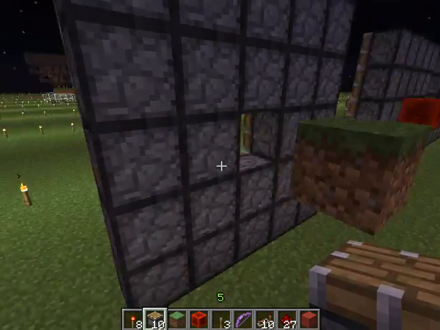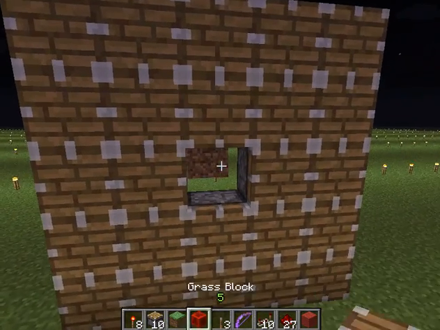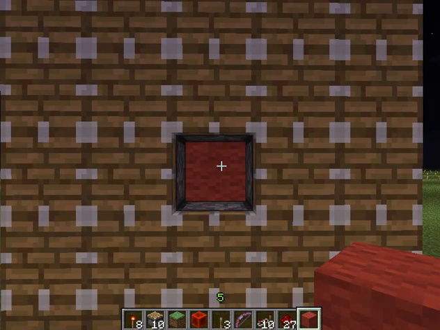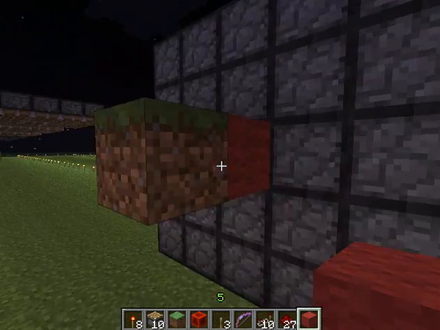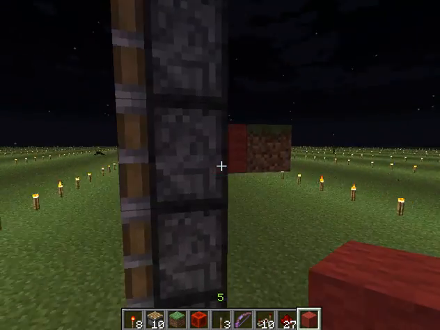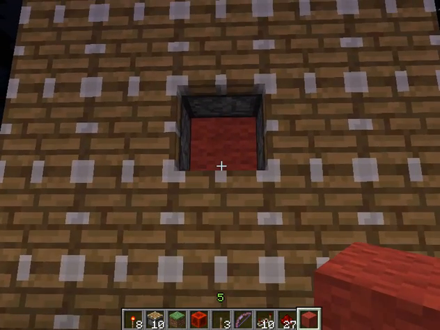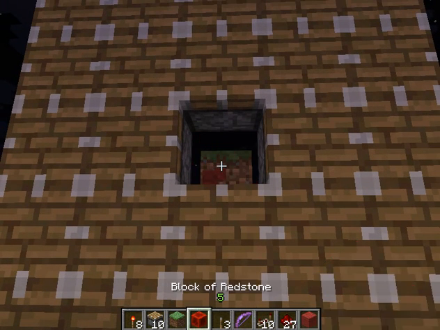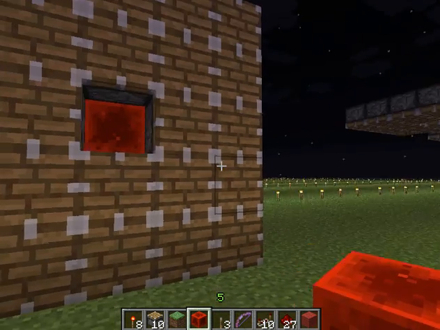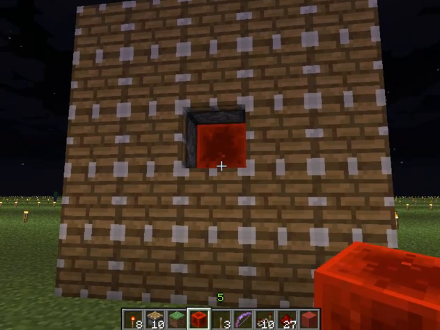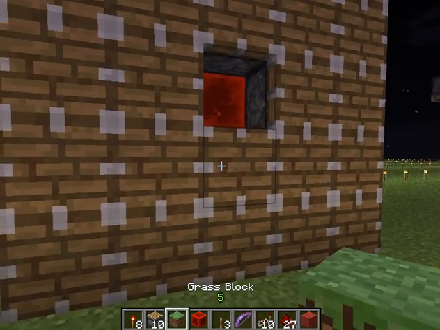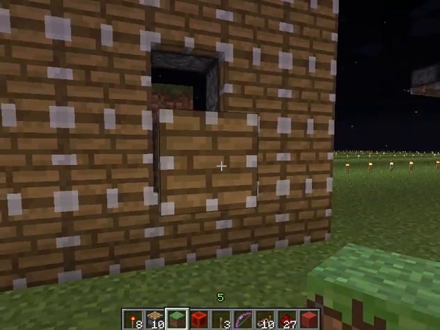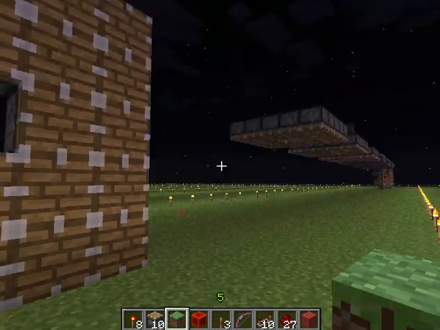Next puzzle. What happens if I put a redstone block here? Ready? Nothing changed. Actually, this one got powered, but it didn't update yet. If we blow away that block.